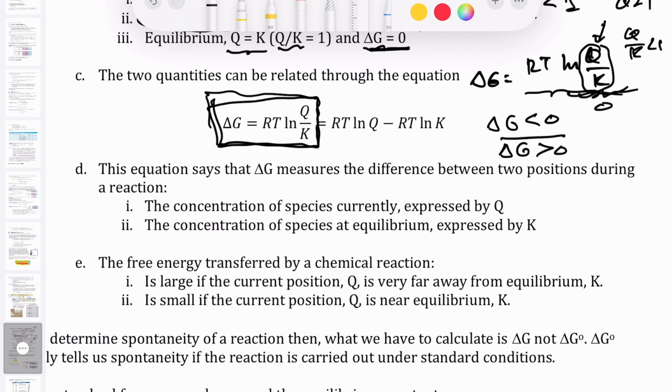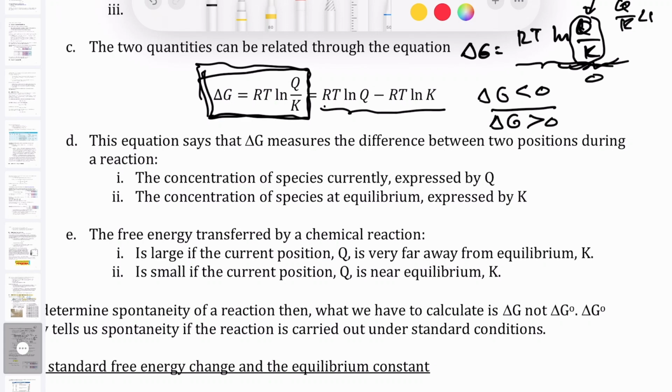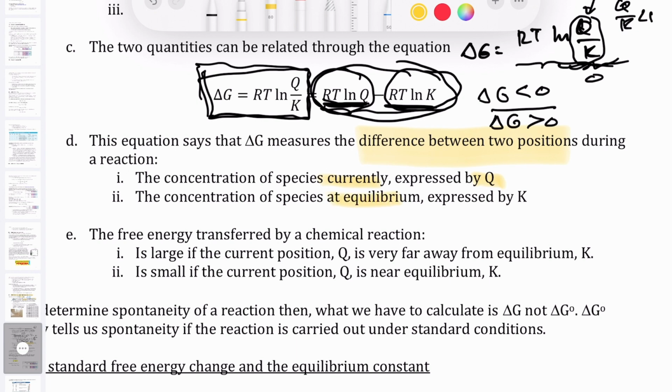Now, a lot of times, this equation is also written this way, which is just the more expanded form of the ln once you split it into ln of Q and ln of K. The reason why it's written that way is because when you see it that way, you can see that what delta G is measuring is basically the difference in energy between a reaction not at equilibrium and a reaction at equilibrium. So another way to say that is delta G is measuring how far a reaction is from equilibrium, right? The difference between the two positions, one equilibrium and one not equilibrium. The one that is the current concentration is expressed by your Q measurement, and the one at equilibrium is expressed by your K value.